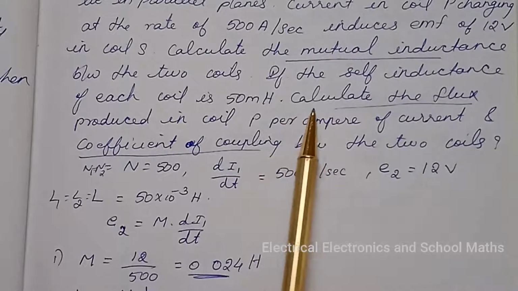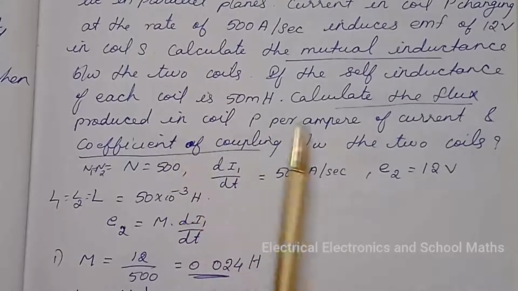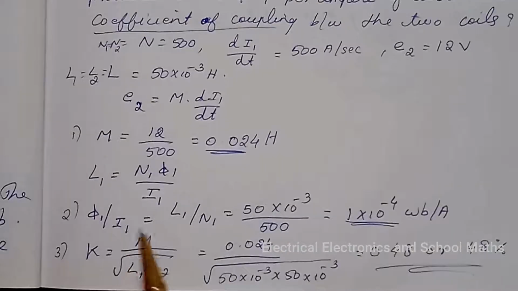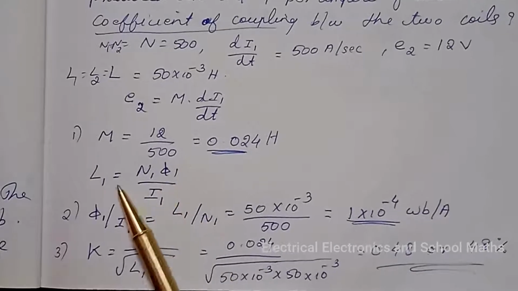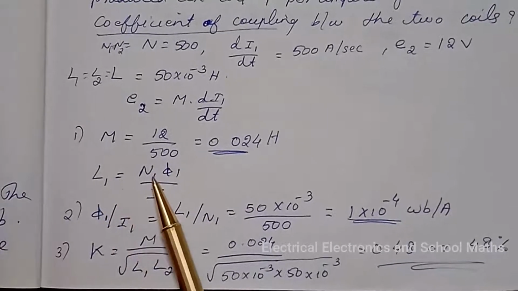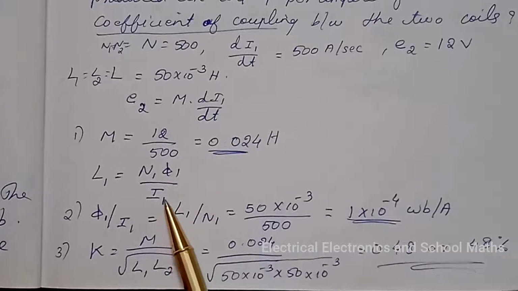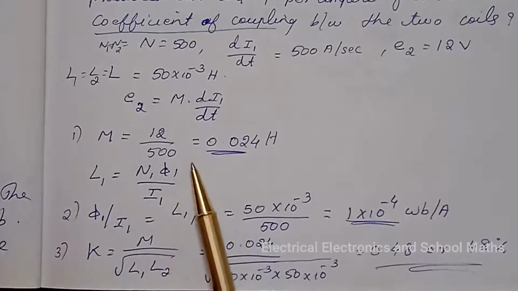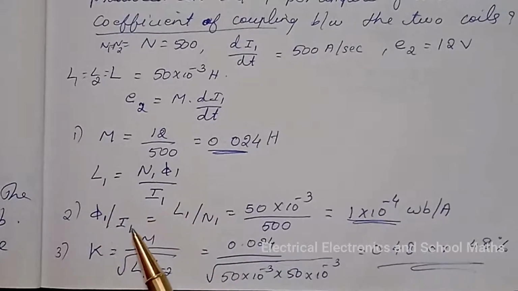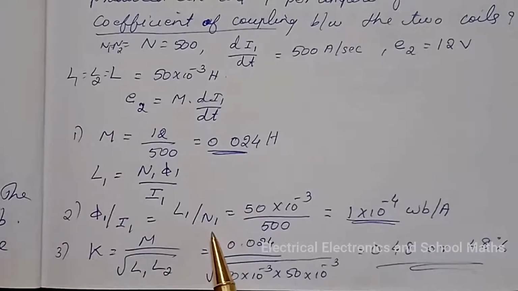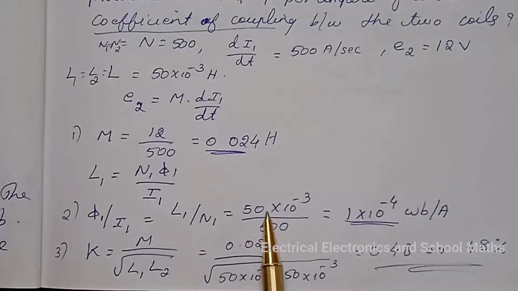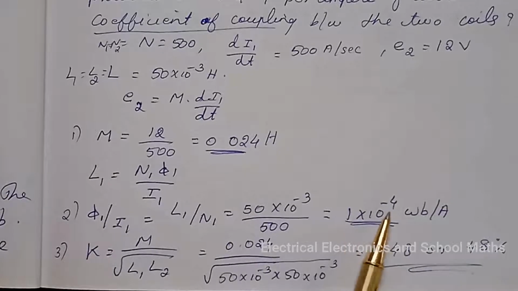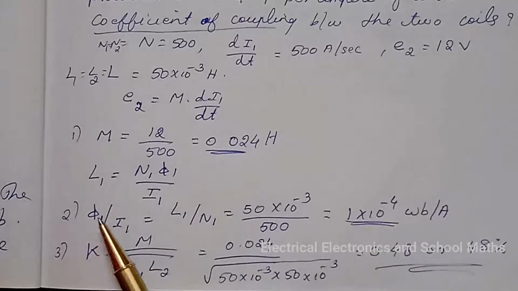Next question is calculate the flux produced per ampere. For that we have L1 equal to N1 phi1 by I1. So the question is find the flux per ampere, that is phi1 by I1 equal to L1 by N1. All the data are given, that is L1 is given as 50 into 10 raised to minus 3 divided by N1 500, and we get 1 into 10 raised to minus 4 Weber per ampere.